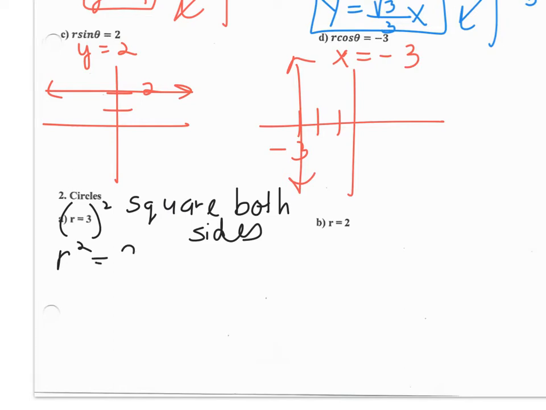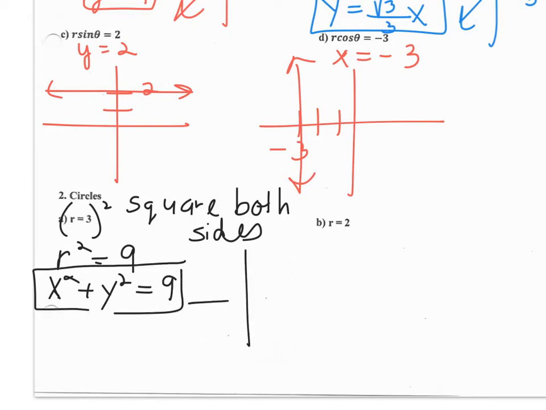Oh, sorry, 9. And then I think, okay, well, r squared is the same as x squared plus y squared. So there's my equation of my circle, and hopefully you go, oh yeah, that means it's centered at 0, 0, with the radius 3 all the way around. 3, 3, 3, 3. There's my circle.